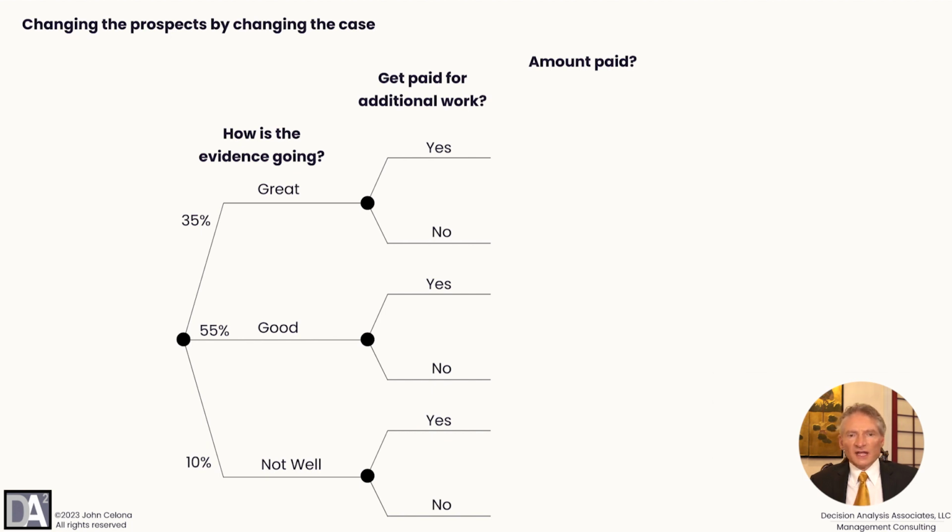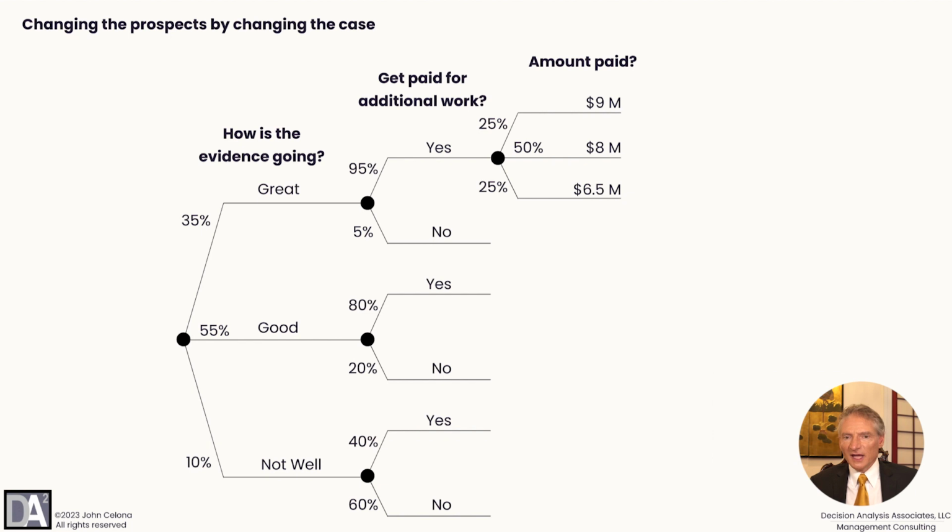So if the evidence is going great, maybe there's up to a 95% chance that we get paid. If it's going good, still 80%, which is really good. And if it's going not well, 40% versus the 60% that we get paid nothing. Now, if we're paid for additional work and the evidence went great, we have the greatest potential recovery, and maybe that's 9 to 6.5 million. Still high, but a little bit less than what it was, because remember, we've dropped the weaker claims.